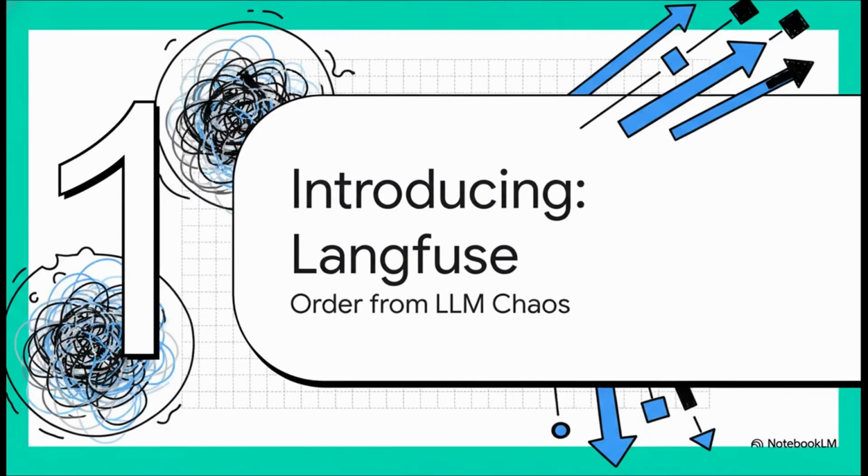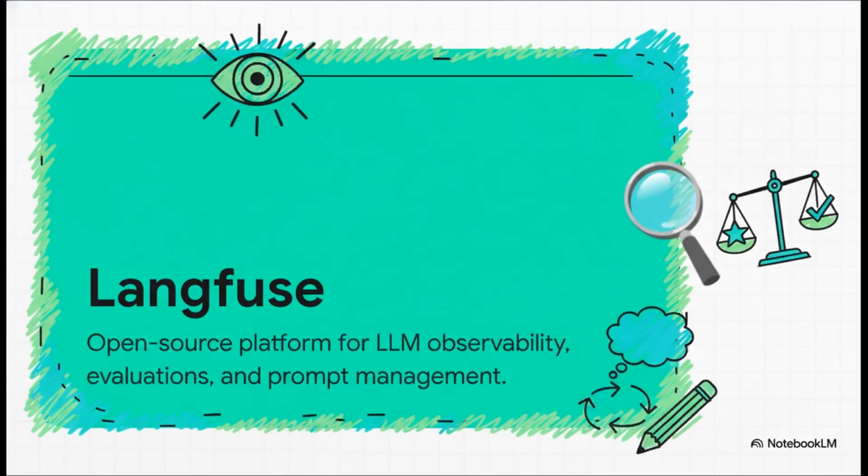And this is exactly where Langfuse comes into the picture. Its entire mission is to take all that chaos, all that guesswork, and replace it with a clear, disciplined engineering process. So, what is it really? Well, you can think of Langfuse as an open source platform that's built on three main pillars. First, there's observability, which lets you actually see what your application is doing under the hood. Then you've got evaluations, so you can measure the quality of the outputs. And finally, prompt management, which helps you iterate and get better over time.